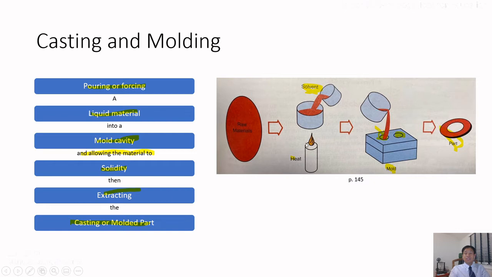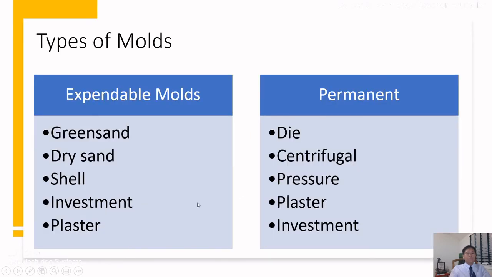So, but this is just a simplest model, but we are going to learn more about the complex or actual practices of casting and molding. And there are two types of molds. So one is expandable, and then second is permanent mold. So there are types of the mold. We are going to look at the details in this lecture.